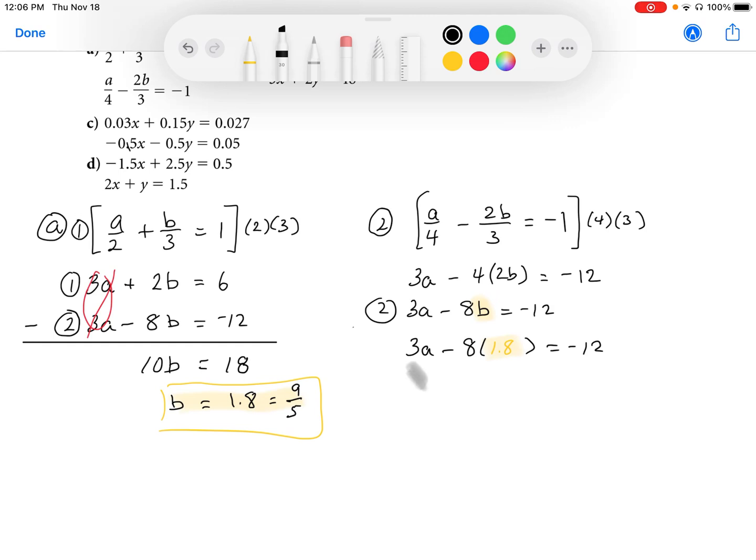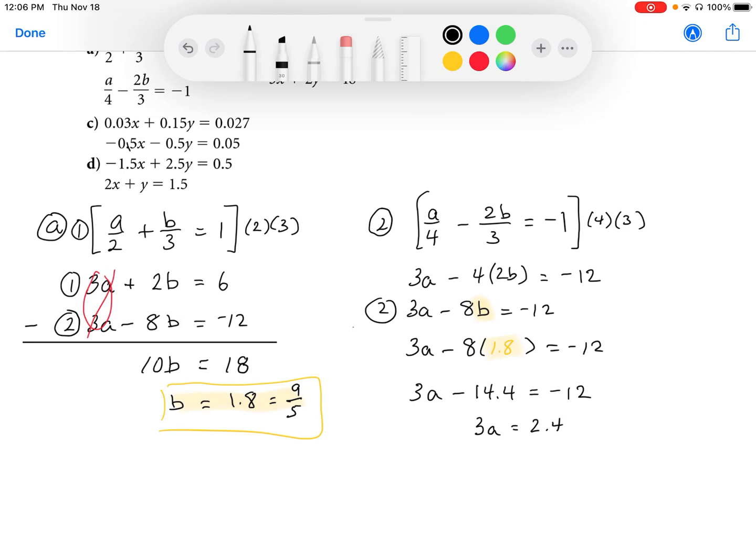I'm going to multiply this all out. So I end up with 3A minus 1.8 times 8, which gives me 14.4. That's going to equal negative 12. I'm going to add 14.4 to both sides, and that's going to give me positive 2.4.